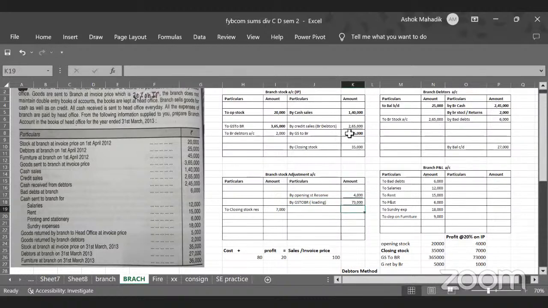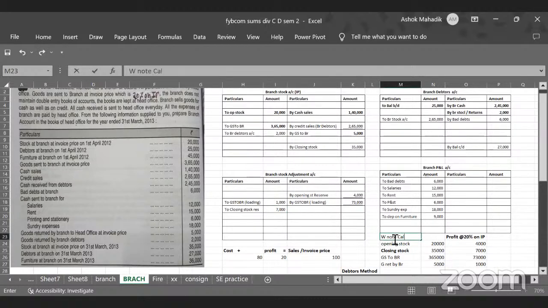Then goods returned were 5,000 on the credit side. So its loading will be reversed on the debit side in branch stock adjustment account. So I write to goods sent to branch loading. What is the amount? 1,000. So that percentage should not bother you much. Only these 4 entries you have to make using that percentage. So first of all, make this working note.